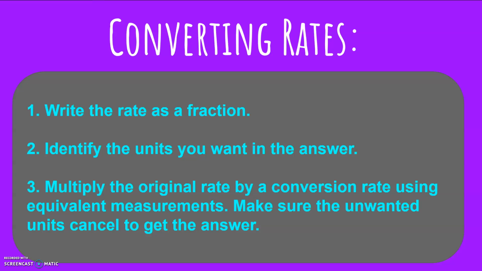To convert a rate, first, write the rate as a fraction, simply because that makes it up and down and most compact and easiest to see what you're doing. Second, identify the units you want in your answer. Third, multiply the original rate by a conversion rate using equivalent measurements. Make sure the unwanted units cancel out to get the answer. I'll explain what that means later.